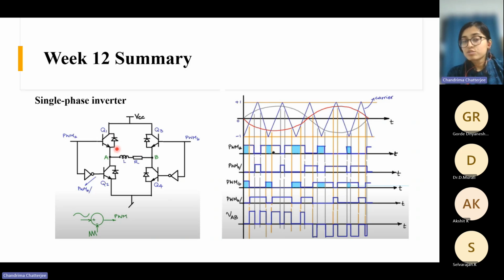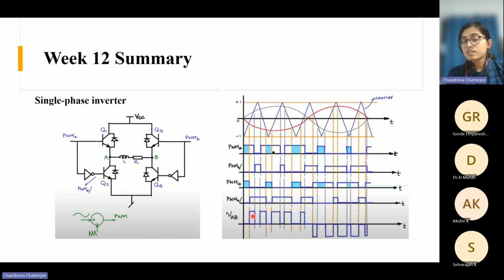Then at the next interval, this pulse is high, so this switch is on, and obviously this is off. If this is on, this will be off. And the pulse of this switch is also low. So this is low and this is high. So this is the voltage then. That's why now the voltage across the load is VCC. If you follow the logic throughout, you will get a voltage something like this.